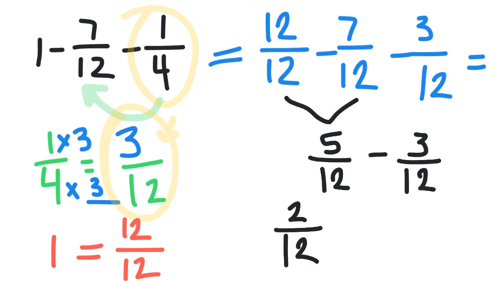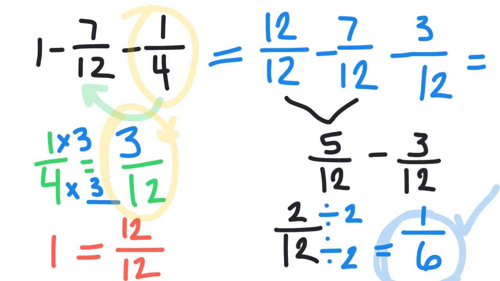Last but not least, can I simplify? Yes, I can. I can divide my numerator and denominator by 2. 2 divided by 2 is 1, and 12 divided by 2 is 6. So there's my simplified answer, 1/6.